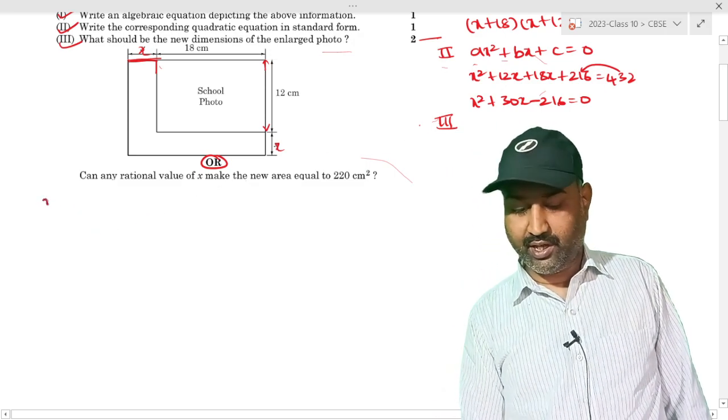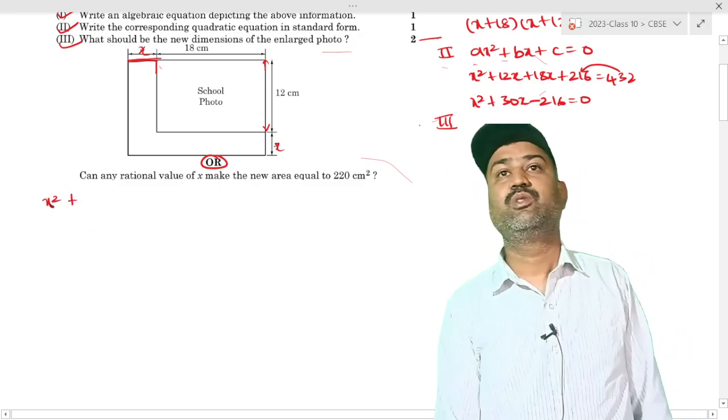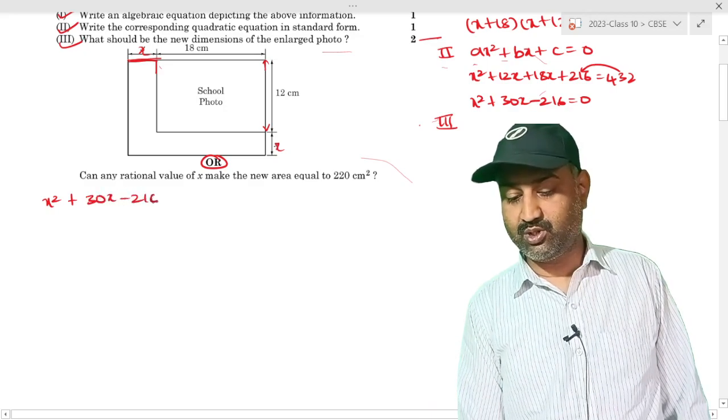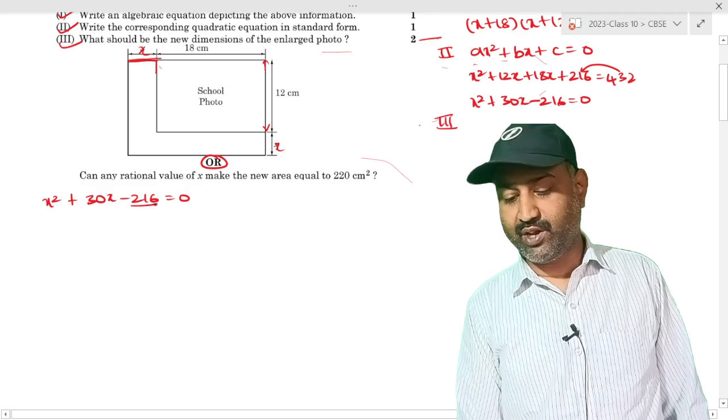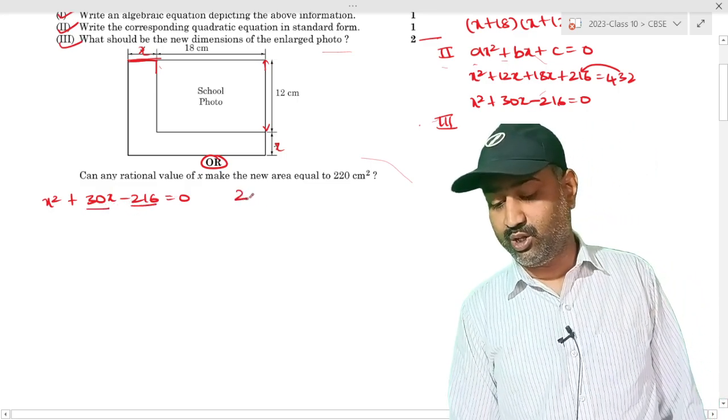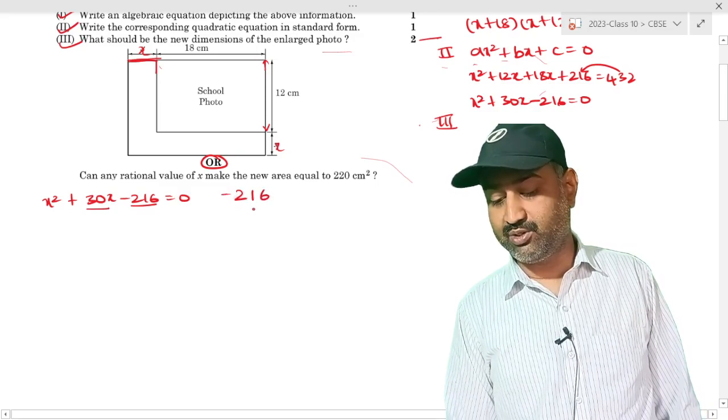x square plus 30x minus 216 is equal to 0. We have to solve this quadratic equation. When I multiply, I should get minus 216. When I add, I should get 30. Let us find these factors here: 216, minus 216.